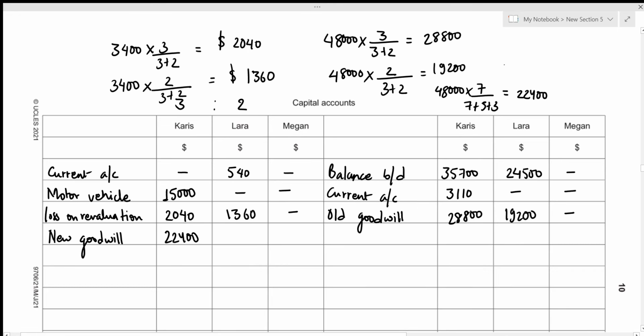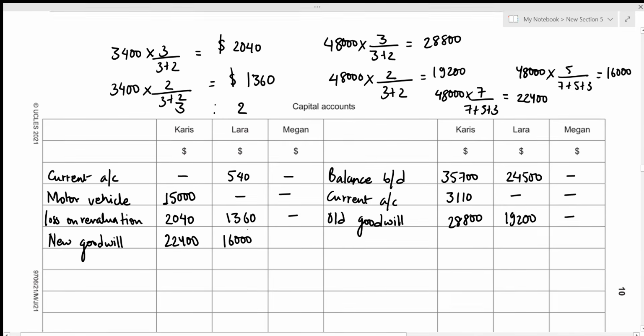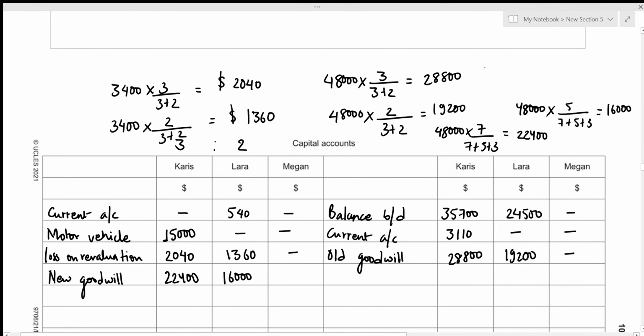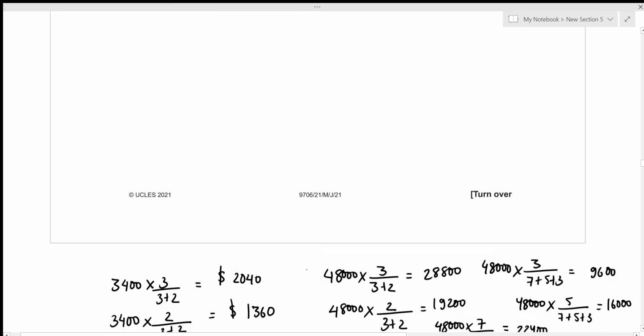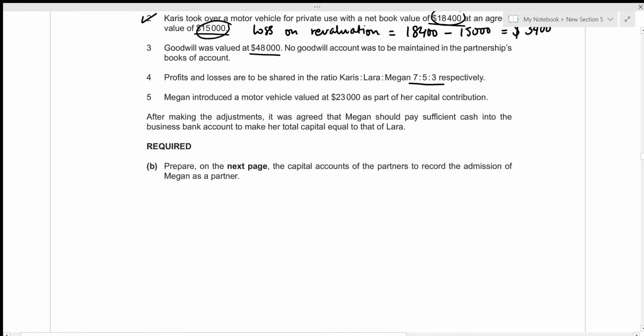For Lara, that's going to be 48,000 into 5 by 7 plus 5 plus 3, which is going to be 16,000. And for Megan, that's going to be 48,000 into 3 by 7 plus 5 plus 3. That's going to be 9,600. All right, we're done with the goodwill part. So we included point 3 and point 4 as well.